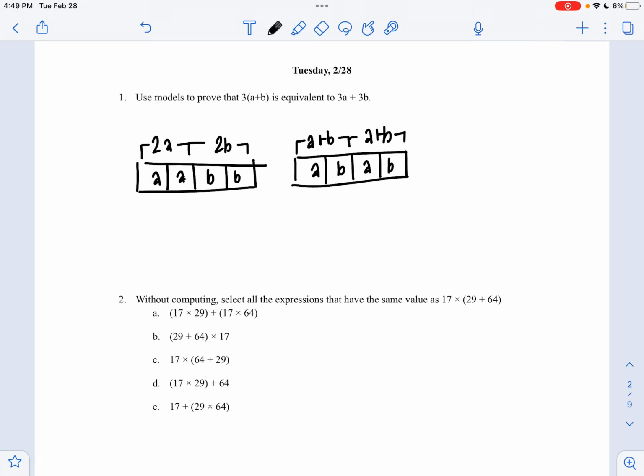In question 1, you're asked to recall this idea, but this time the expression is 3 groups of A plus B and 3A plus 3B. You can pause now to complete question 1.